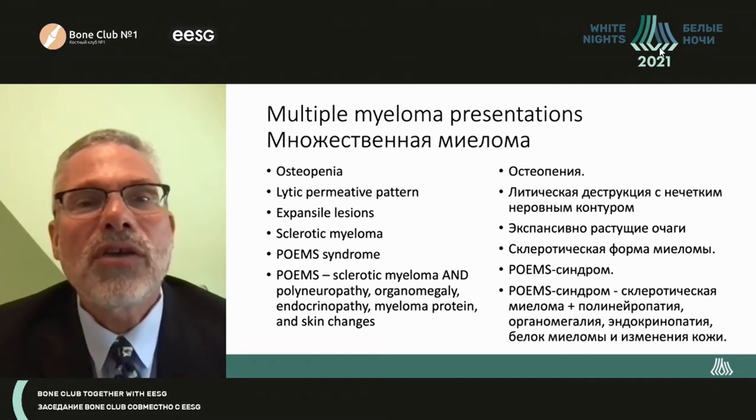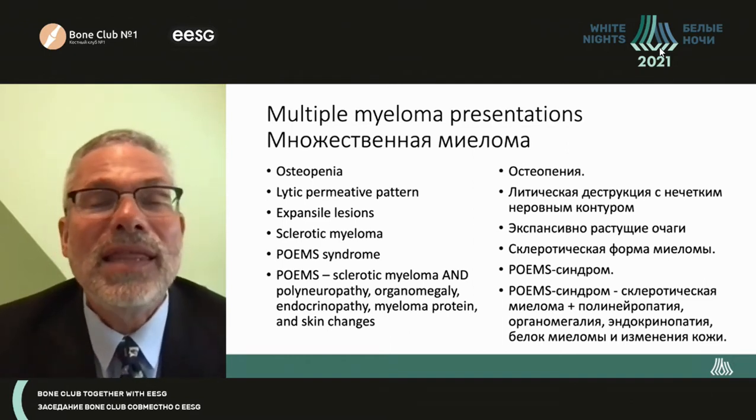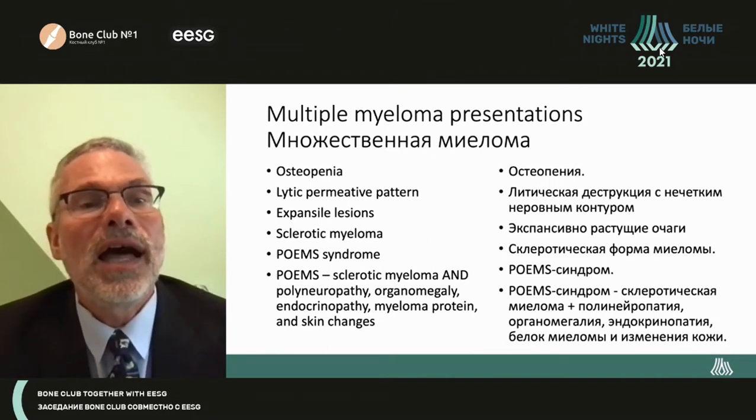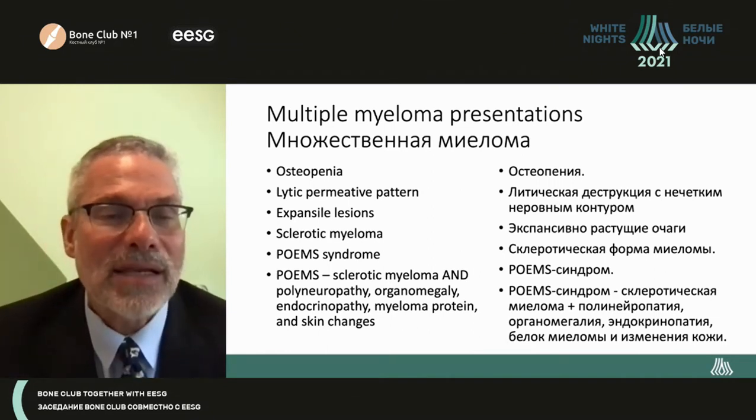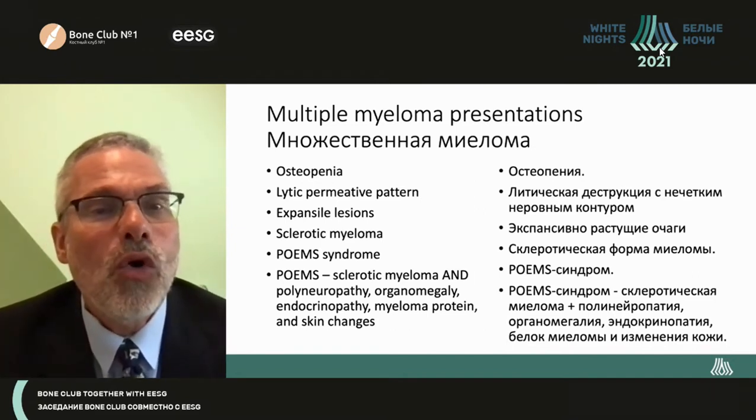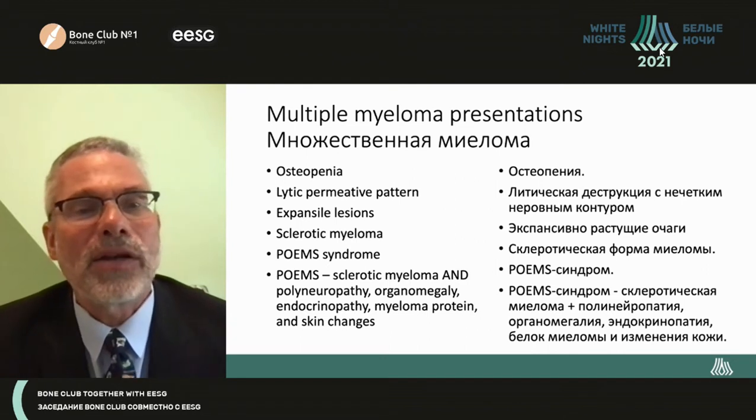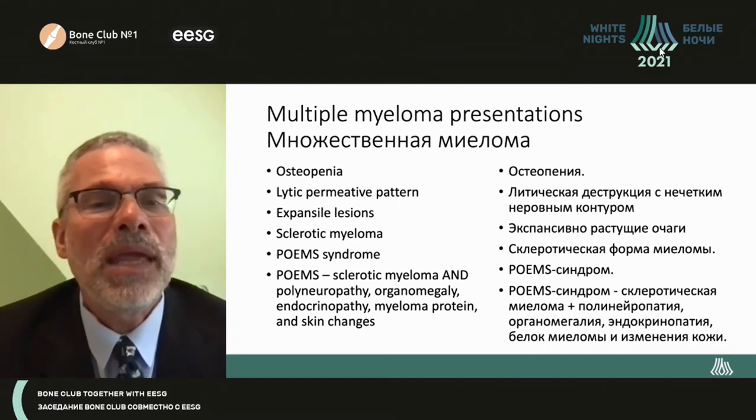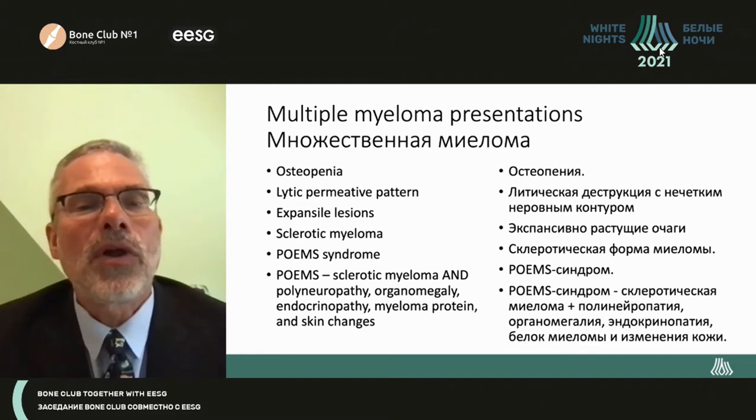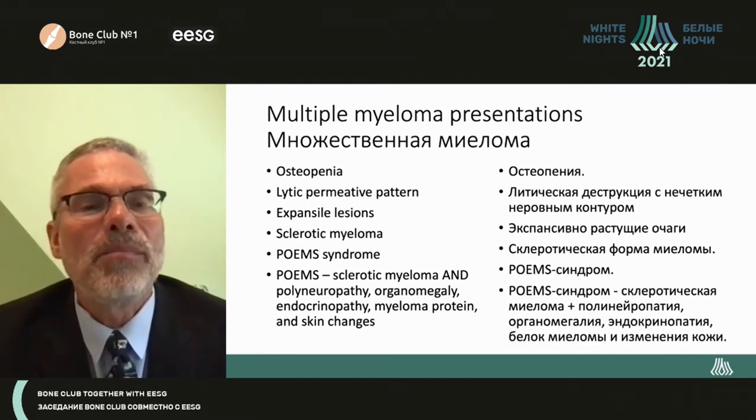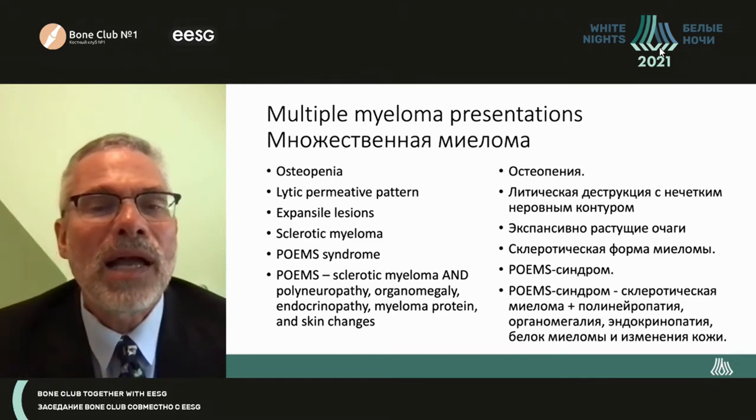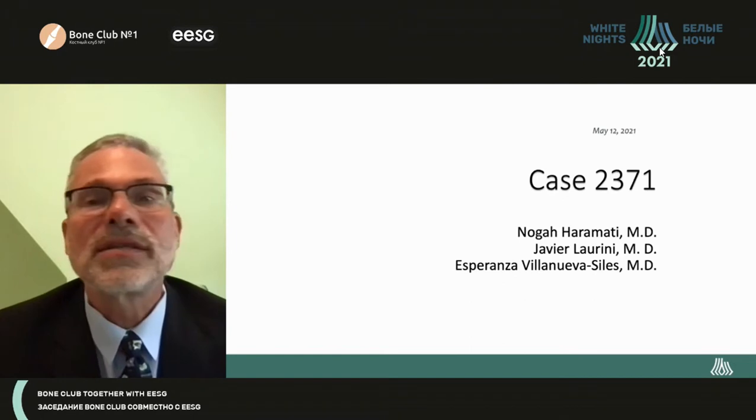The presentations of multiple myeloma are varied. They can be simple osteopenia, which is the most common presentation, a lytic permeative pattern, classic for round cell lesions, expansile lytic lesions, or a sclerotic myeloma pattern, which may overlap with POEMS syndrome. And POEMS syndrome is sclerotic myeloma along with polyneuropathy, organomegaly, endocrinopathy, myeloma protein, and skin changes.